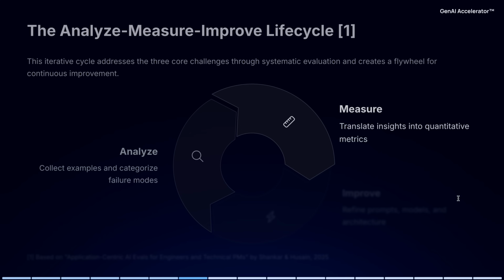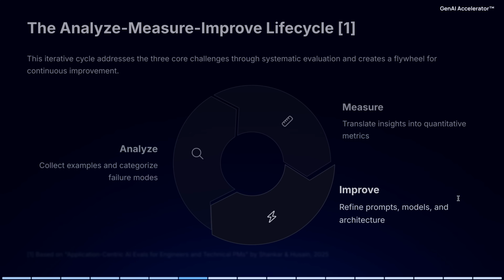Then number 2 is measure. You want to translate these insights into quantitative metrics. They come at various levels. You can have quantitative metrics as simple as Boolean values, pass or fail. But we can also add more specific metrics and even create rankings, so scorings between 0 and 1 or 1 and 10. And then it's improve. You want to refine your prompts, play with different models and the overall architecture that you're using. So this is the workflow that you are working with.